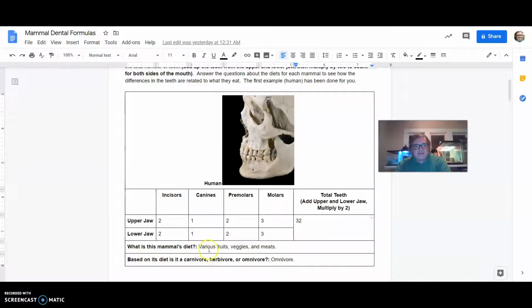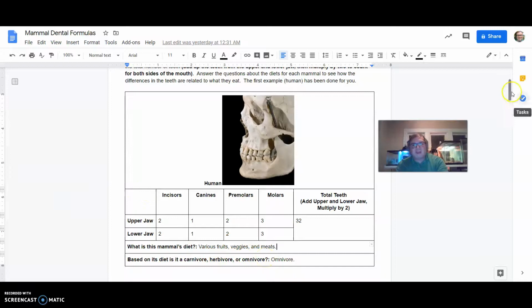So what is this mammal's diet? For human beings, I put various fruits, veggies, and meats. We're omnivores. We eat a wide variety of stuff. You might find more specific types of either fruits, veggies, or meats, depending on what animal you're talking about. So be as specific as you can for this part. And then I put based on its diet, is it a carnivore, herbivore, or omnivore? So we are omnivores. Remember, carnivore means something that only eats meat. Herbivore is something that only eats plants, and omnivores eat a mix of both.